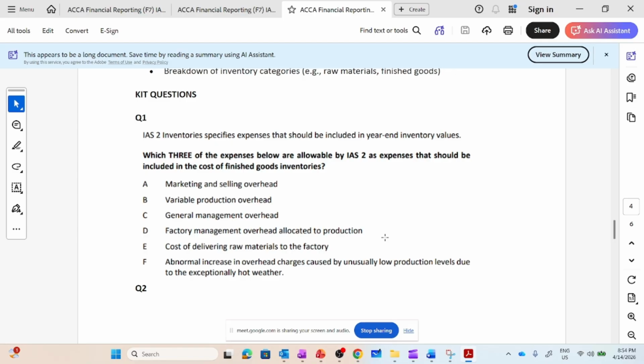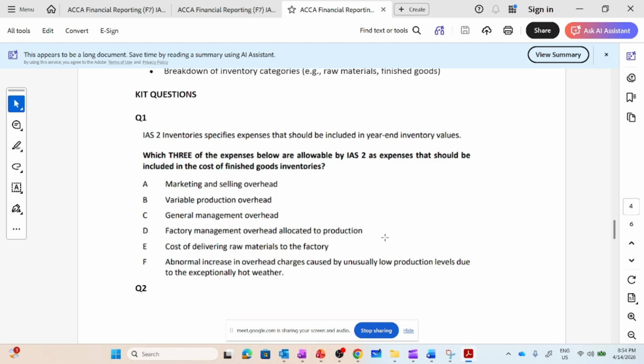A, we have the marketing and selling overhead. B, we have the variable production overhead. C, we have the general management overhead. D, we have the factory management overhead allocated to production. E, we have cost of delivering raw material to factory. F, we have abnormal increase in overhead charges caused by unusually low production level due to exceptionally hot weather.